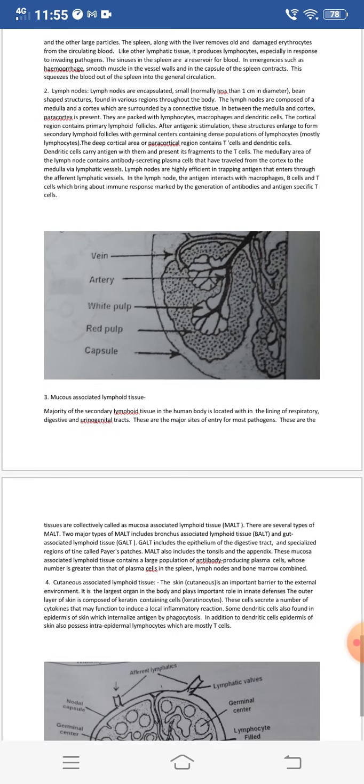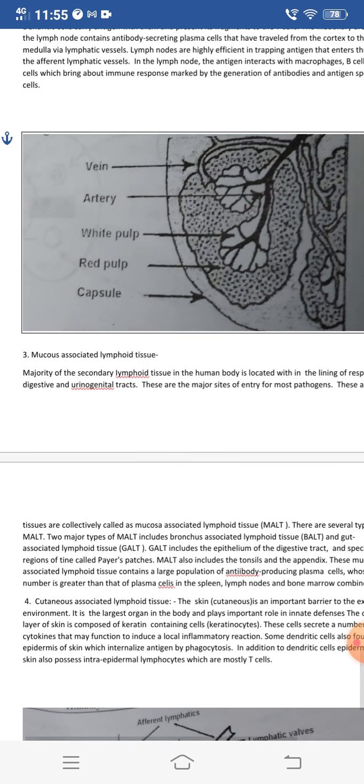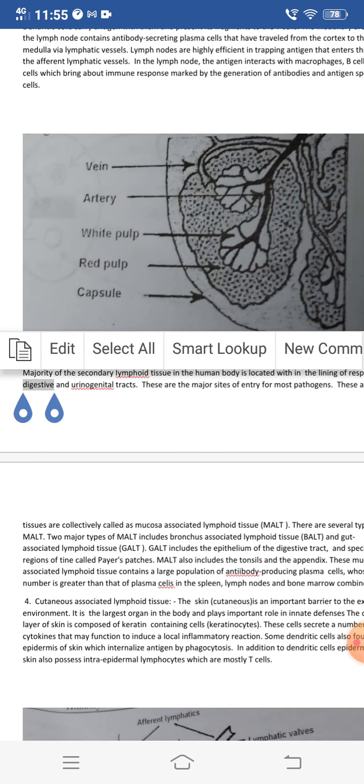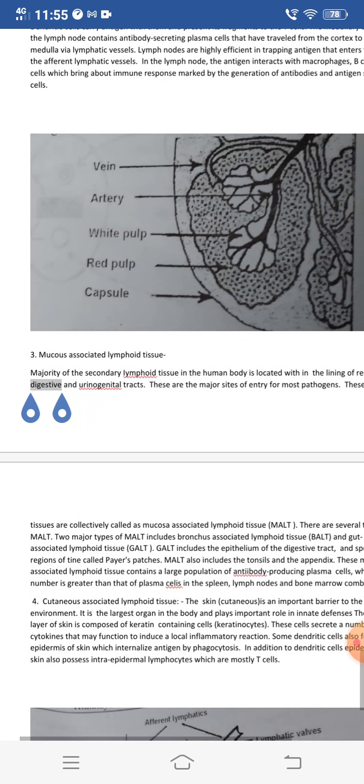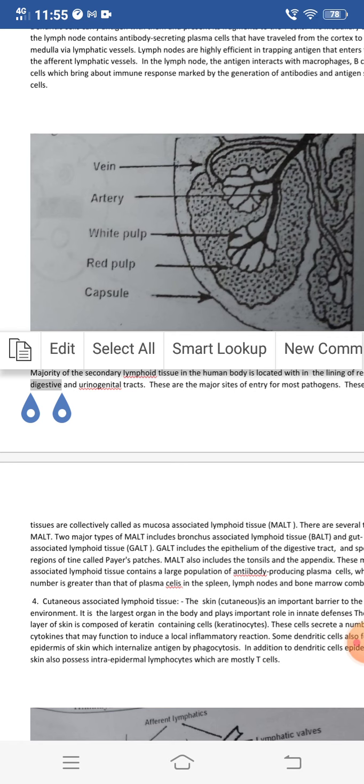Then the third type of secondary lymphoid organs is the mucus associated lymphoid tissue. The majority of the secondary lymphoid tissues in the human body is located within the lining of the respiratory, digestive and urinary tracts. I have already told you about the mucus associated lymphoid tissues; from the term you will come to know that they are associated.